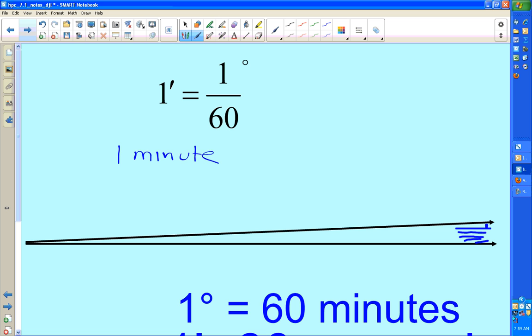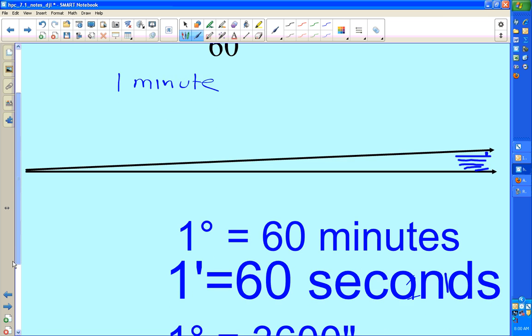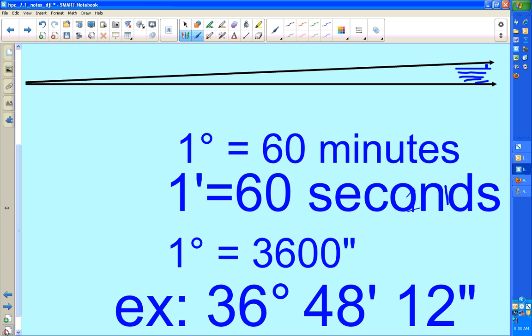So if you can imagine an angle that is 1 degree in measurement, and then you take that angle and slice it into 60 different parts, 60 equal slices, each of those slices is called a minute. And this is where we're talking about getting considerably more accurate. So 1 degree is equal to 60 minutes.